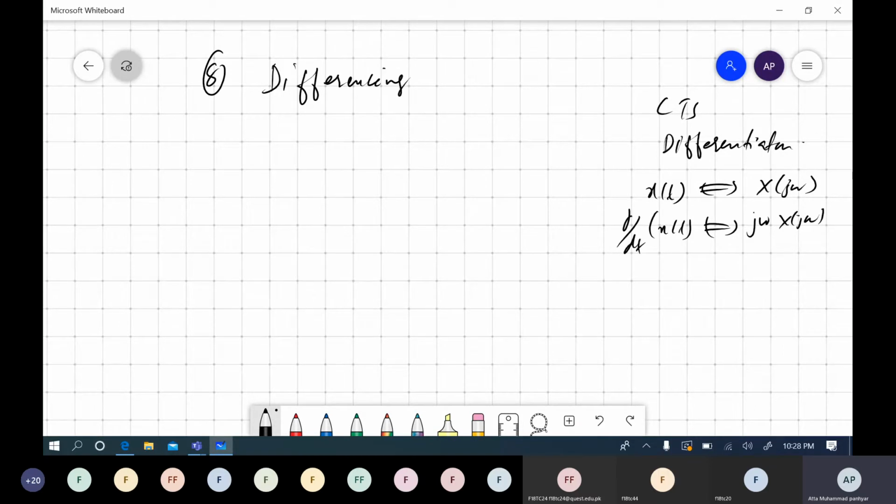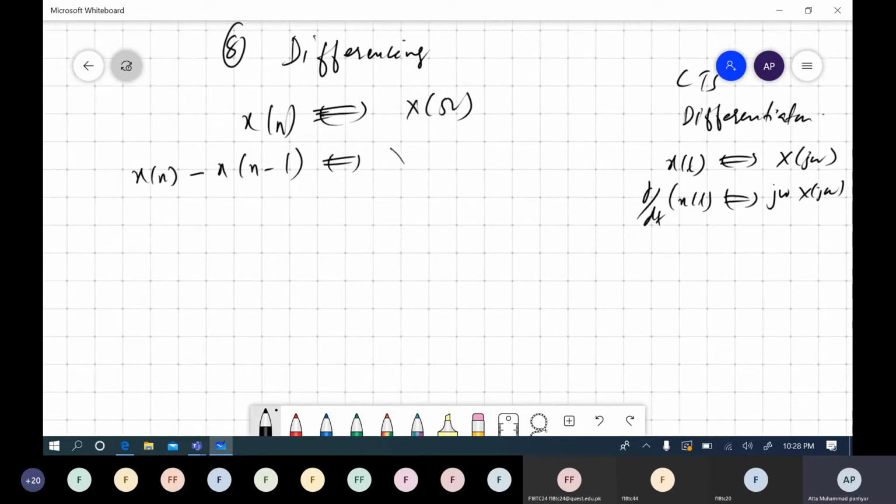And what does that say? It says that, for example, if we have x of n, a signal with Fourier transform X of omega, then their first difference, that means x of n minus x of n minus 1, only the difference between two samples, must be equal to, let's see what this means.